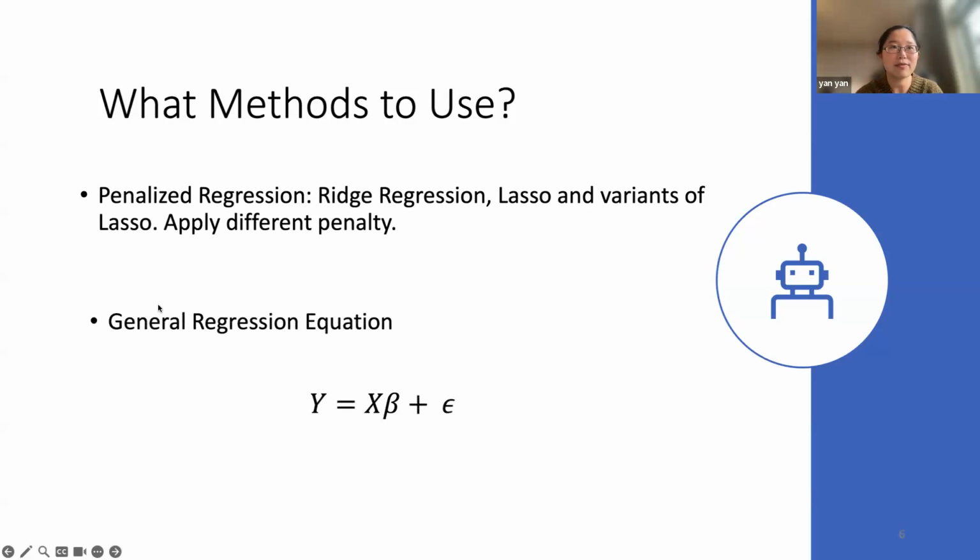What does that mean? If we look at a general regression equation, y is our response variable. If we're thinking of cells as disease or normal, that's our y. And x is our expression data, like the single cell RNA data we get. And beta is the coefficient. That's the general form, and a different form of penalty will be applied on beta. That differentiates the penalized regressions.